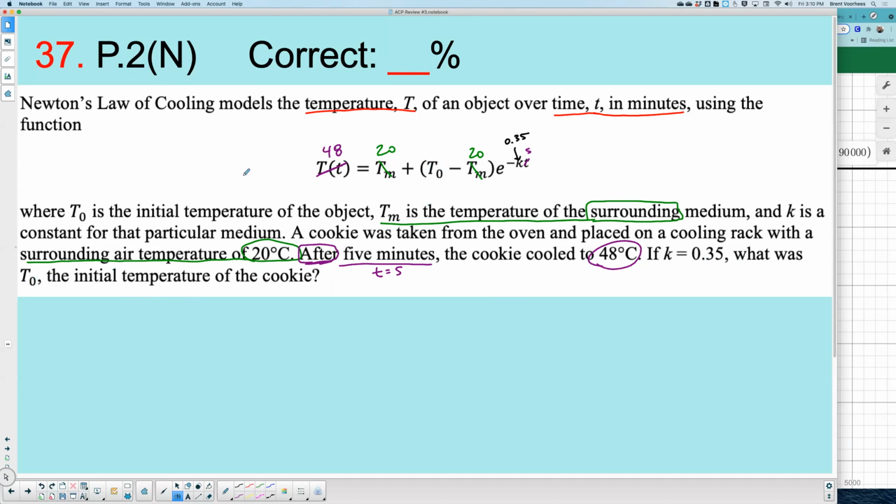So that's our unknown. So how we graph this is y equals 48 and y equals 20 plus the initial temperature is what we're looking for. T0 is our unknown. So I want to do an x there for that, minus 20, times e to the power of negative 0.35 times 5. Let's see what we get when we solve this one.